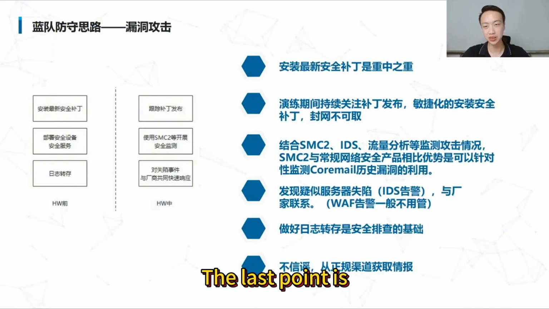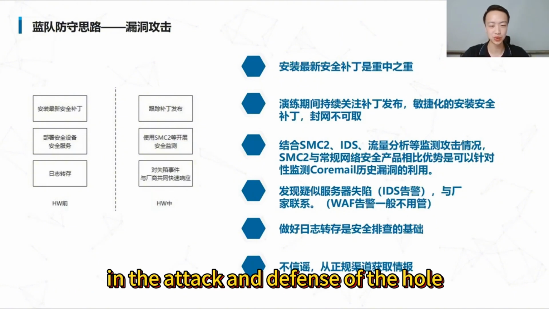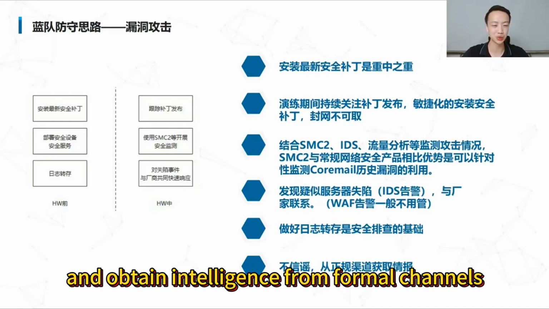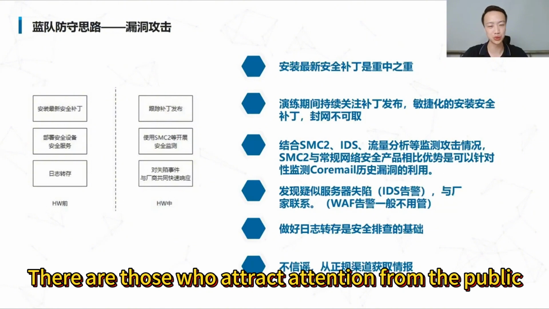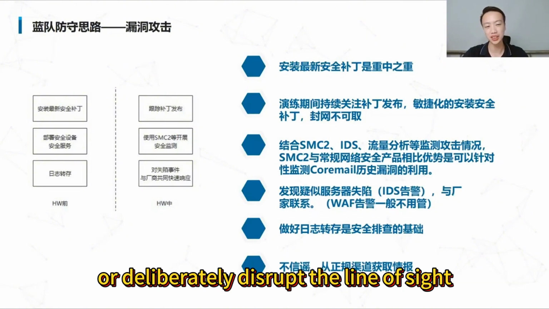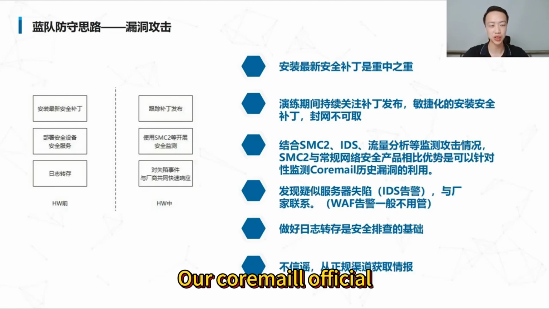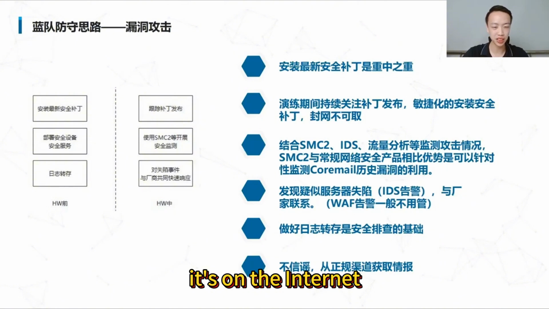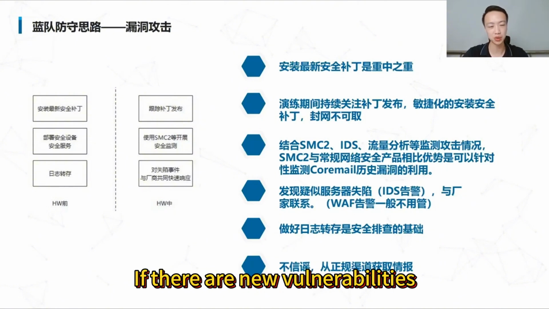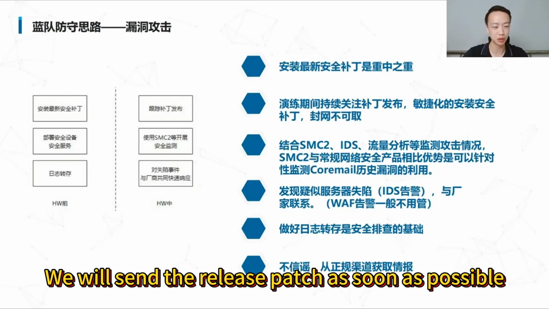The last point is that, in the attack and defense as a whole, do not believe rumors and obtain intelligence from formal channels, because throughout the defense, there are those who attract attention from the public or deliberately disrupt the line of sight. There will be a lot of so-called vulnerability intelligence. Our Core Mail official site is on the internet. If there are new vulnerabilities, we will release the patch as soon as possible.